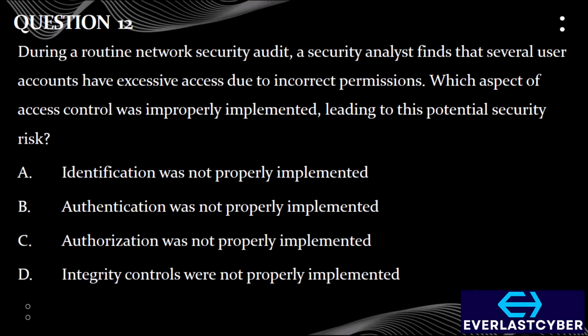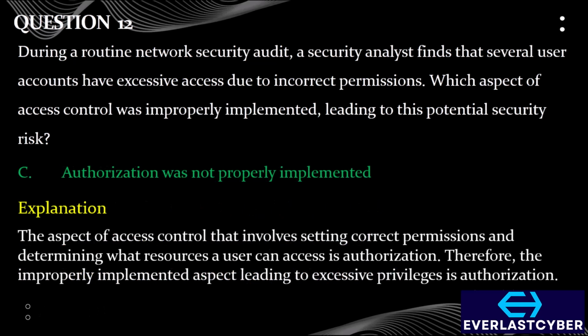For this, we'll be going with option C. The aspect of access control that involves setting correct permissions and determining what resources a user can access is authorization. So an improperly implemented aspect leading to excessive privileges is the authorization. So authorization was not properly implemented. That is why several user accounts have excessive access due to the incorrect permissions that were set.